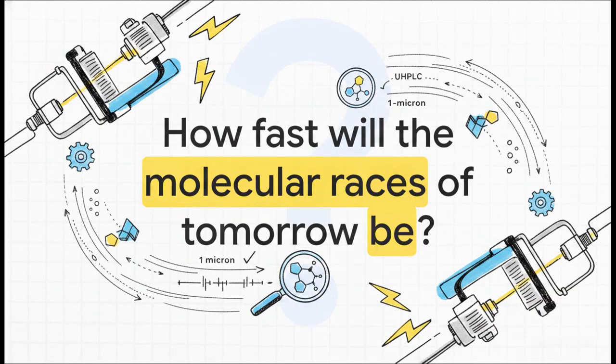Which brings us to the cutting edge. Standard HPLC is amazing, for sure, but ultra-high-performance liquid chromatography, UHPLC, is pushing the boundaries of extreme engineering. With next-generation systems being developed to handle up to 6,800 bars of pressure using incredibly tiny 1-micron particles, we really have to ask how much faster and how much more precise will the molecular races of tomorrow be? The ability to analyze the invisible world is only getting sharper.